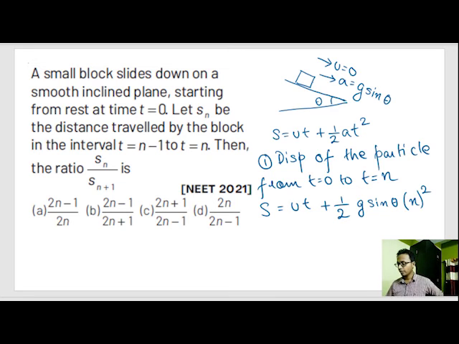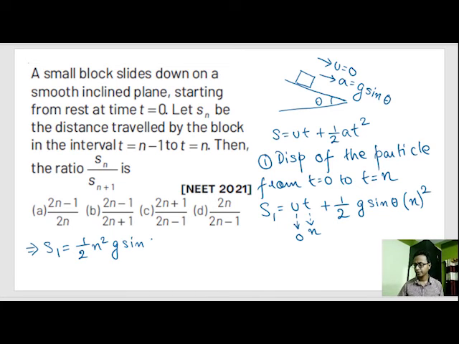Ut, where u is equal to 0 and t is equal to n. Okay, and acceleration is equal to g sin theta. Now let this be S1. So we can easily find out S1 is equal to 0 plus half n square g sin theta. This one is the value of S1.